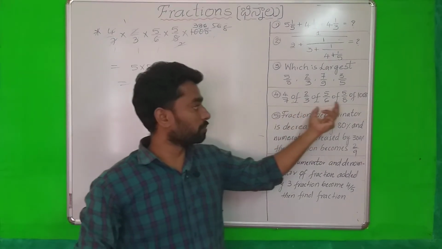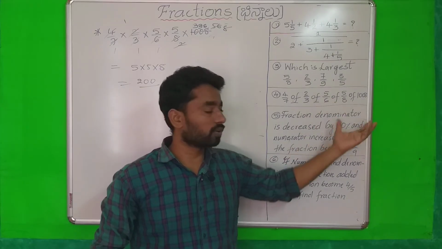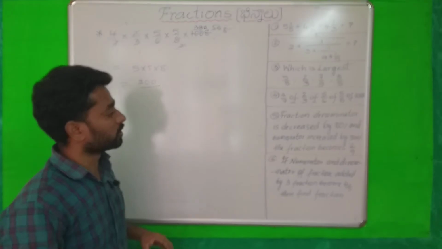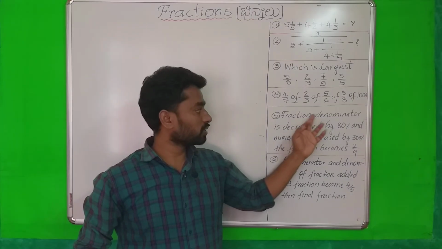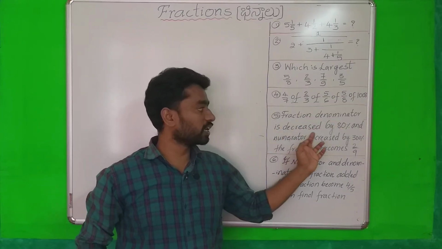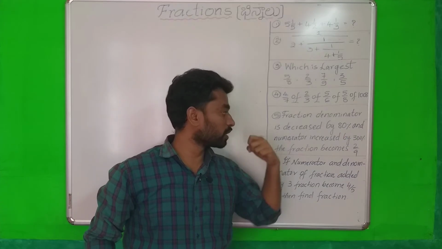Sometimes you may get a problem like this in competitive exams: 4 by 7, 2 by 3, where the word 'of' is there, you have to write the into sign. Some verbal problems I have also taken for this class, only 2. The fraction's denominator is increased by 80% and numerator increased by 300%.